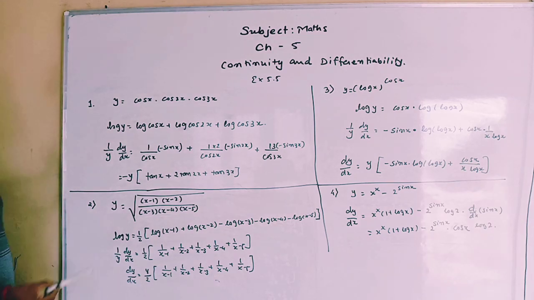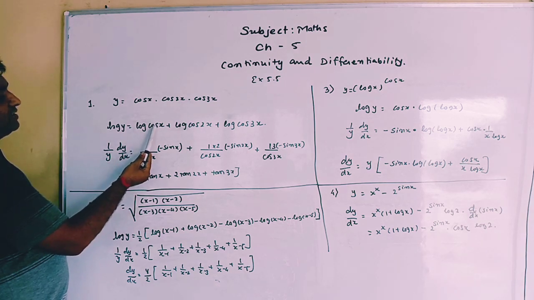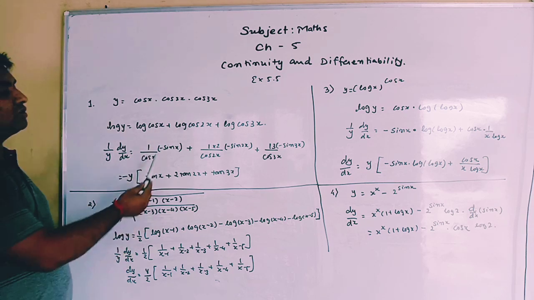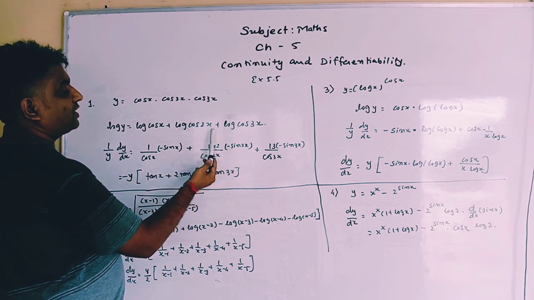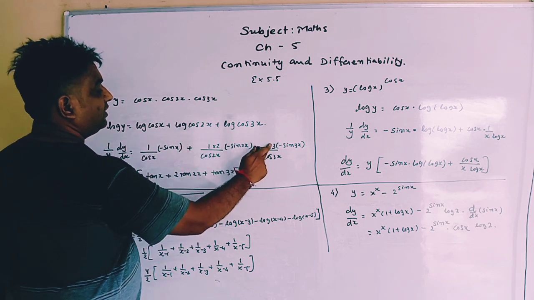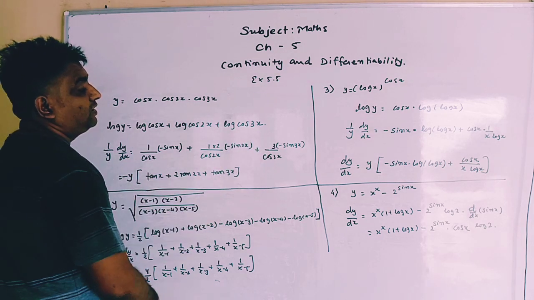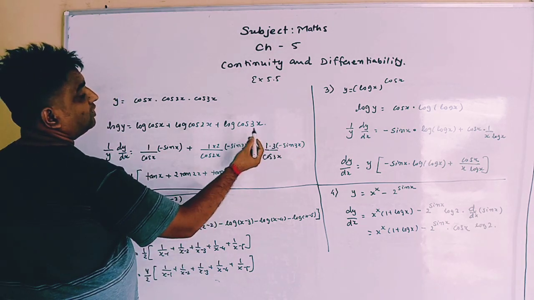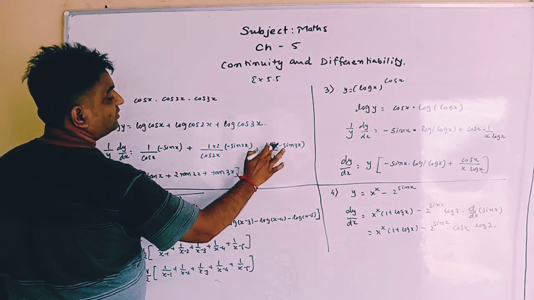Now we apply the differentiation, then 1 upon y dy by dx equals: log cos x differentiation is 1 upon cos x, and cos x differentiation is minus sin x. Log cos 2x differentiation is 1 upon cos 2x, cos 2x differentiation is minus sin 2x, and 2x differentiation is 2. In the same way, log cos 3x differentiation is 1 upon cos 3x, into minus sin 3x, and 3x differentiation is 3.